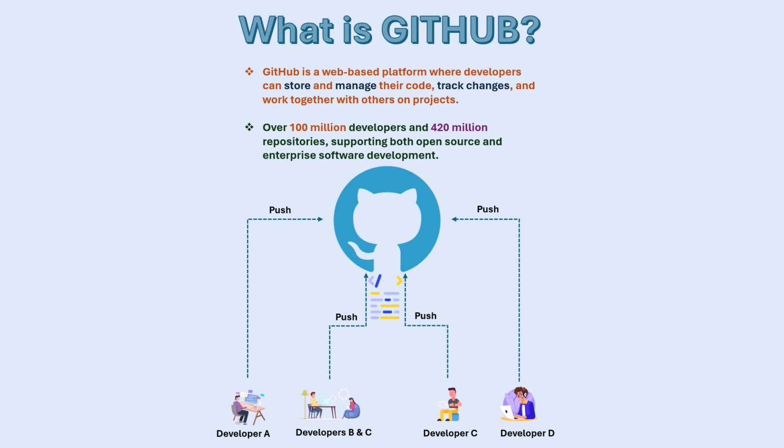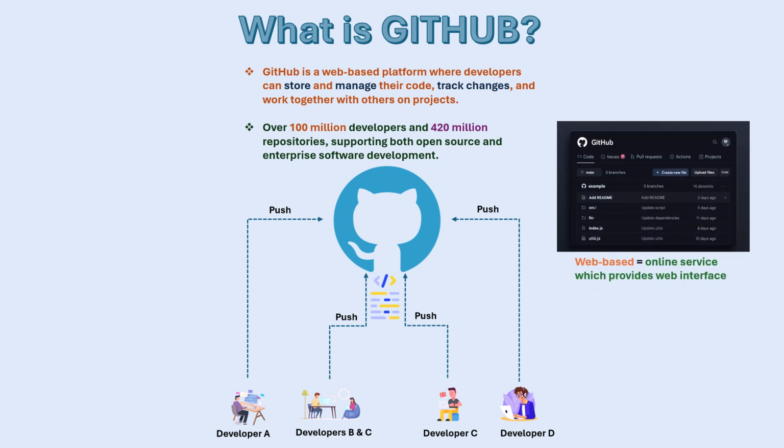So today we will be understanding what is GitHub. GitHub is a web-based platform. So what exactly do we mean by this web-based platform? A web-based platform is an online service which provides a web interface, which is nothing but a user interface, where developers can store and manage their code, and even track changes and collaborate on projects.